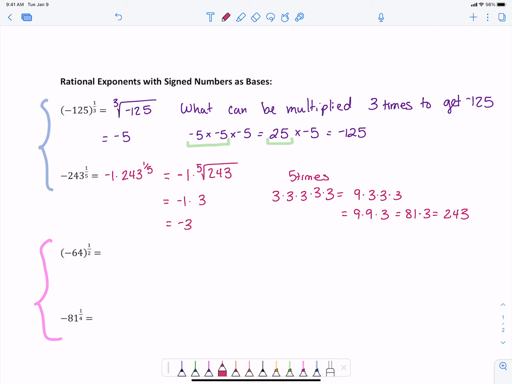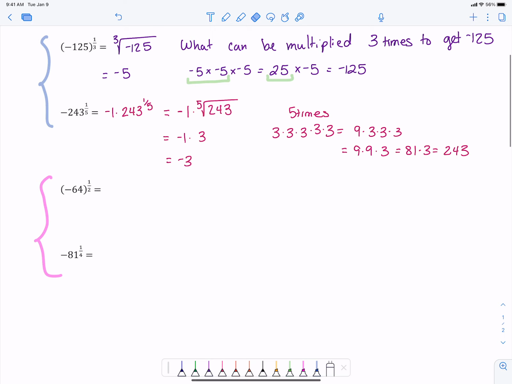So with an odd root, when it's something like a 5th root or a 3rd root or a 7th root, it doesn't matter where those parentheses are. If our negative is inside of our root or if our negative is outside of our root, it doesn't matter at all because we can take the cube root or the 5th root or the 7th root of any number. So that's our takeaway statement from these first ones: we can take an odd root of any number we want.